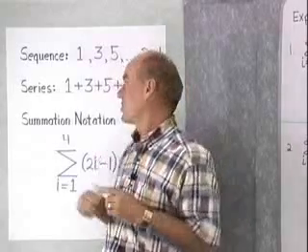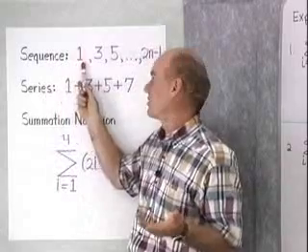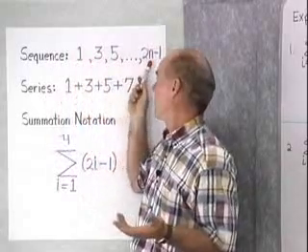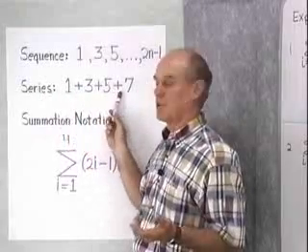Here's the relationship between a sequence and a series. A sequence, in this case, is the sequence of odd numbers 1, 3, 5, all the way up to 2n minus 1. A series is the sum of the terms of a sequence.